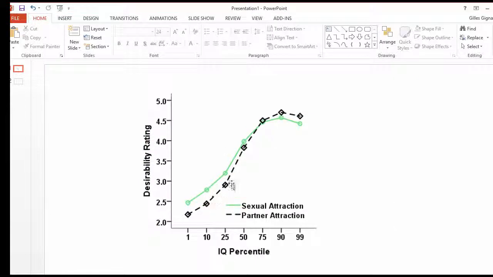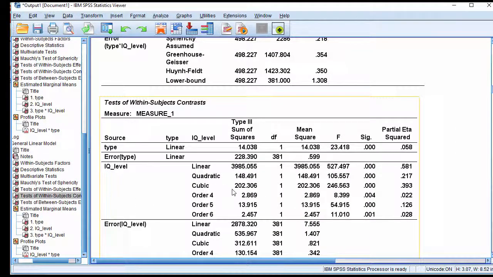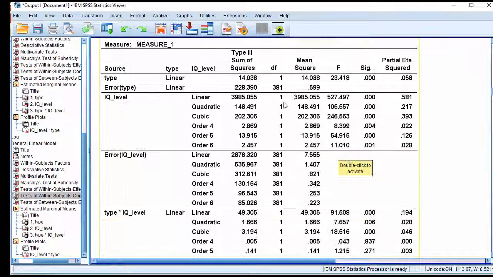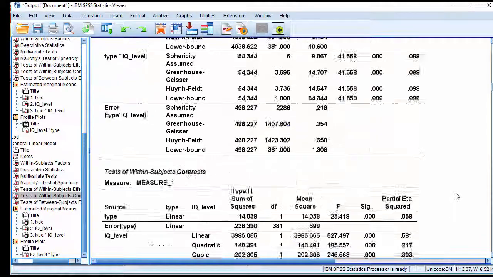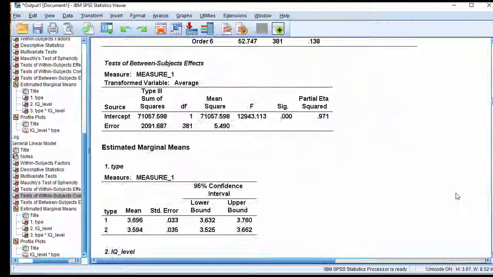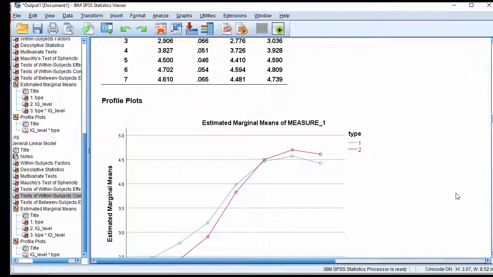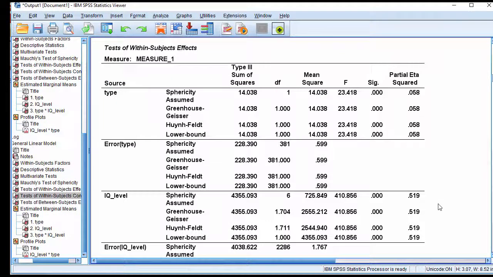It kind of goes up, and then it goes up steeply, and then it kind of comes down again. So it goes up steeply and then comes down again, and that's consistent with a cubic effect, and I would support that interpretation on the basis of these results here. This F value is 246.563 with 1 and 381 degrees of freedom, p less than 0.001, and partial eta squared 0.393. Now there's still a lot of simple main effect analyses that you might carry out in order to interpret these data, and I'll do that in a separate video.